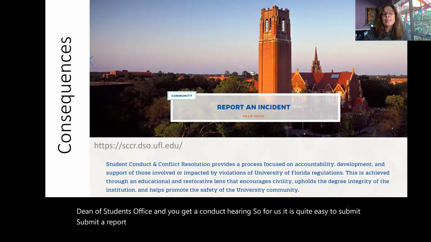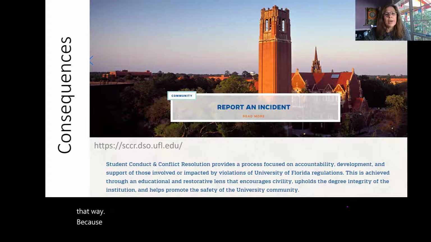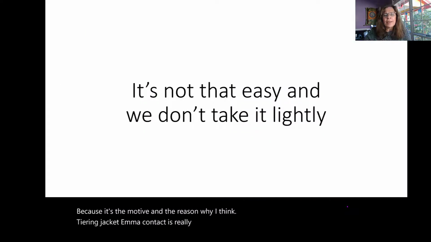However, that's really not the point. I don't like to do it that way because it's the motive and the reason why I think adhering to academic conduct is really quite different. I think it is important to be ethically correct because of your future.